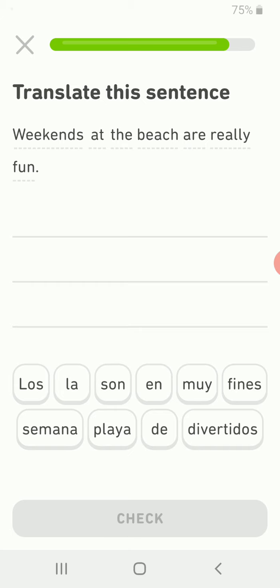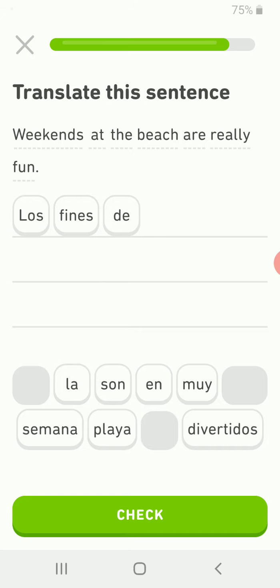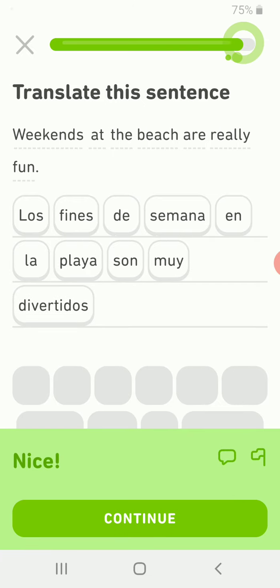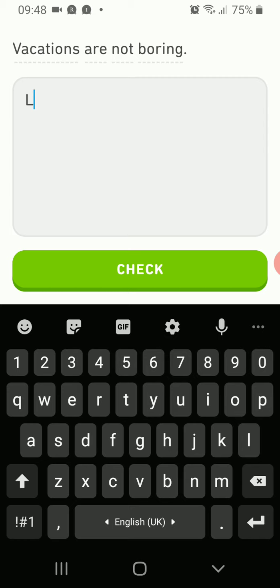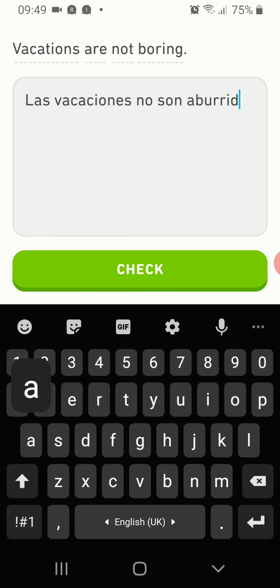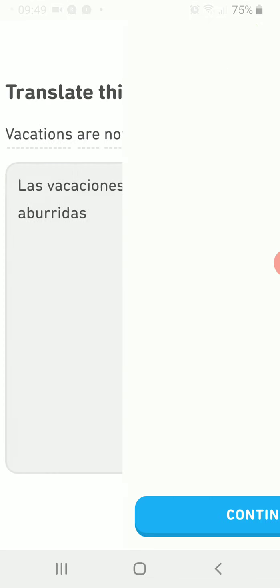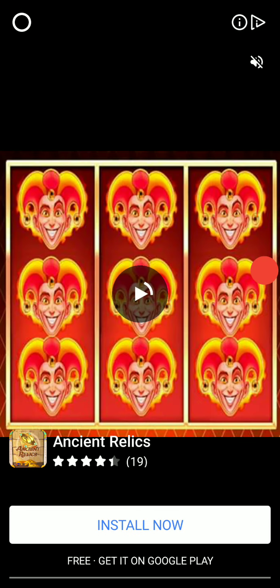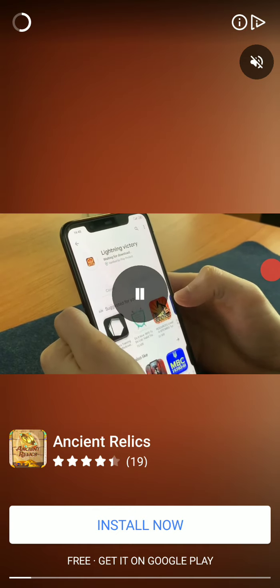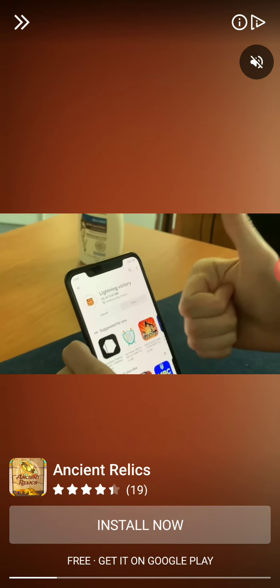And so, los fines de semana at the beach, en la playa, son muy divertidos. And vacaciones. Now we know that it's feminine, so for sure. Las vacaciones no son aburridas because it's feminine. Alright, so that was my mistake, and so we'll get better at this. At least I hope I will.